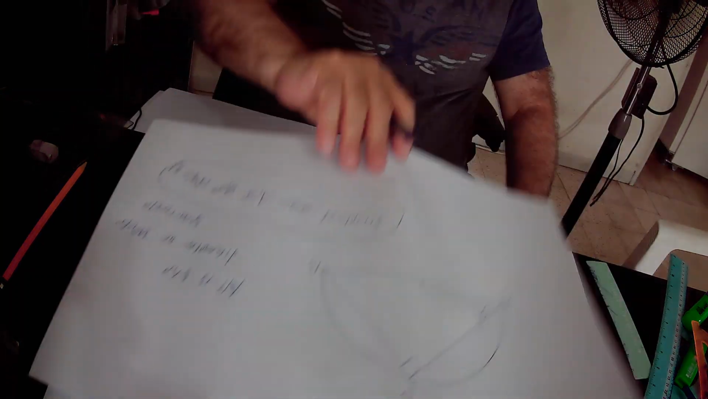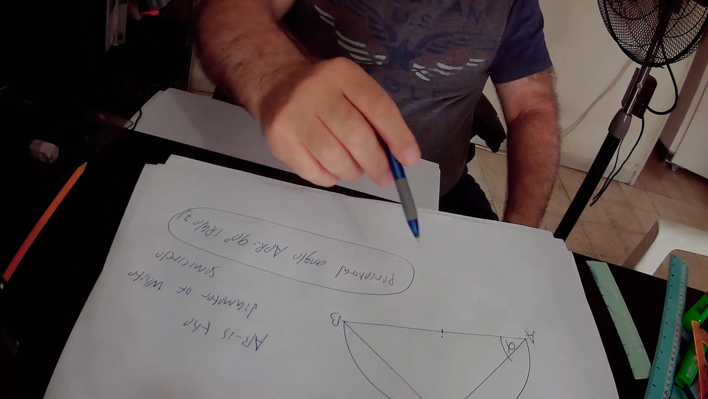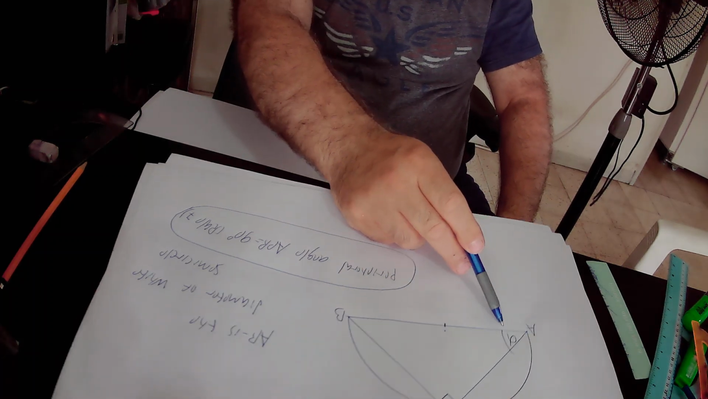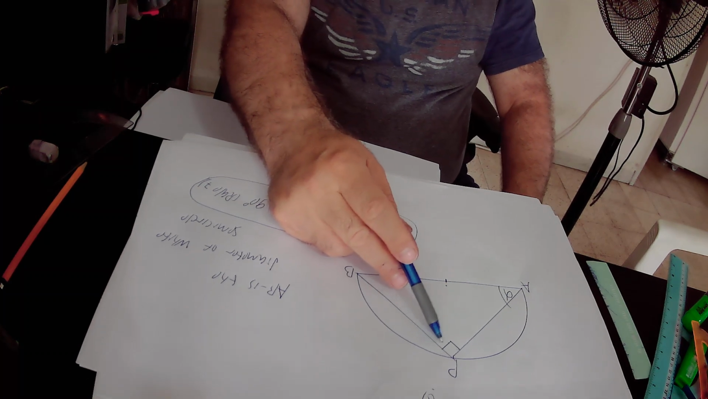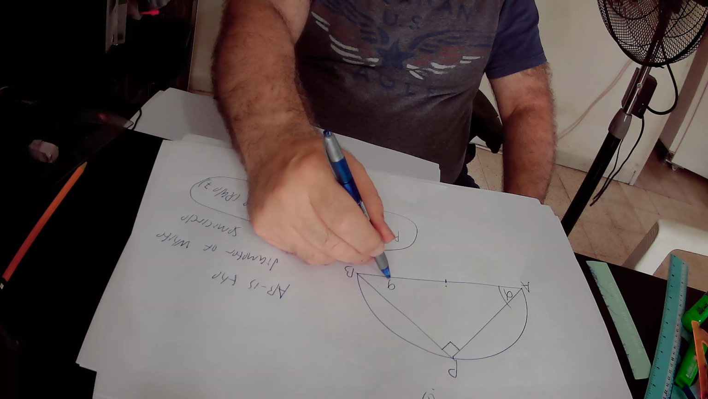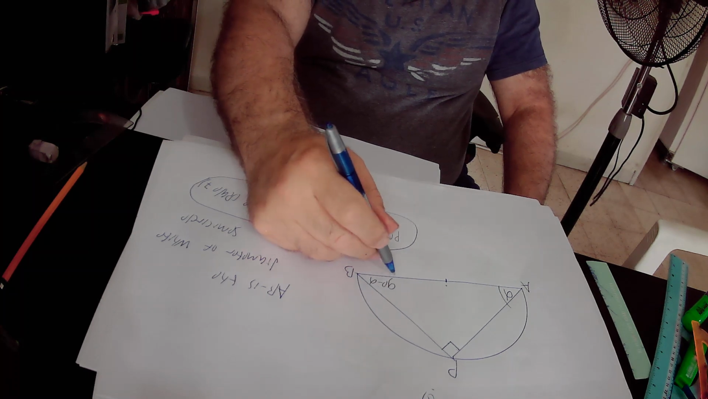Likewise, in the right triangle APB, this angle equals alpha. This angle equals 90 degrees. Therefore, the missing angle here must be equal to 90 degrees minus alpha.